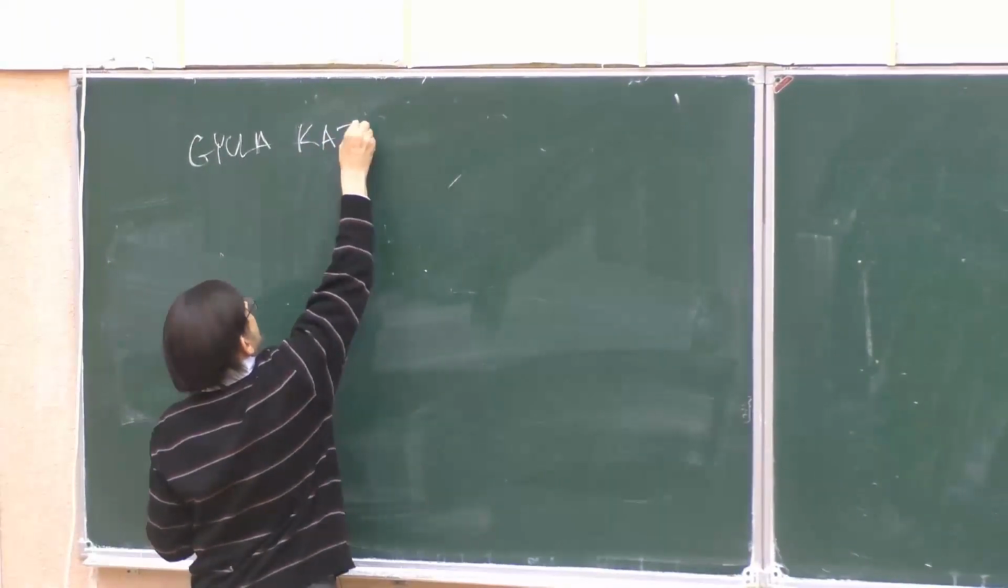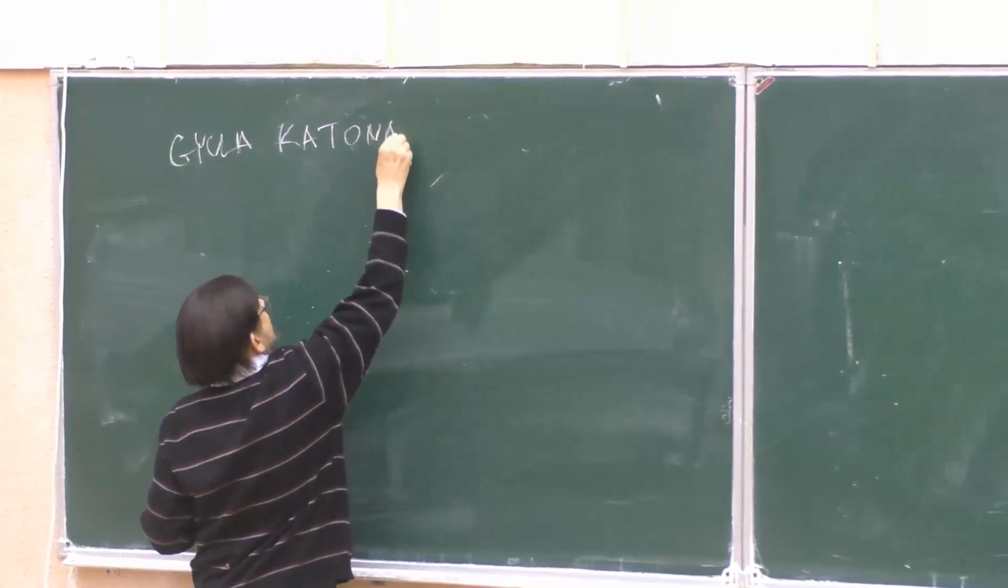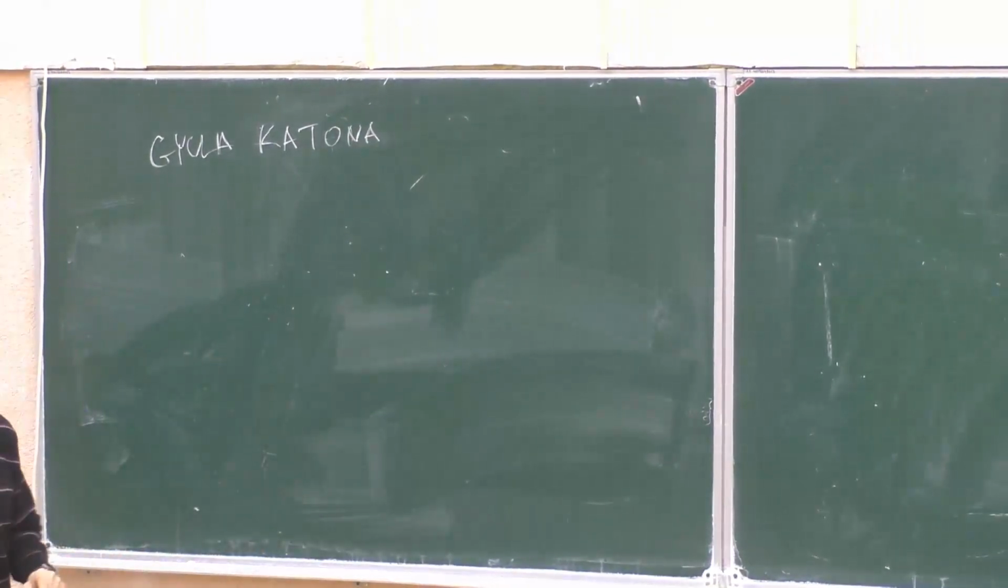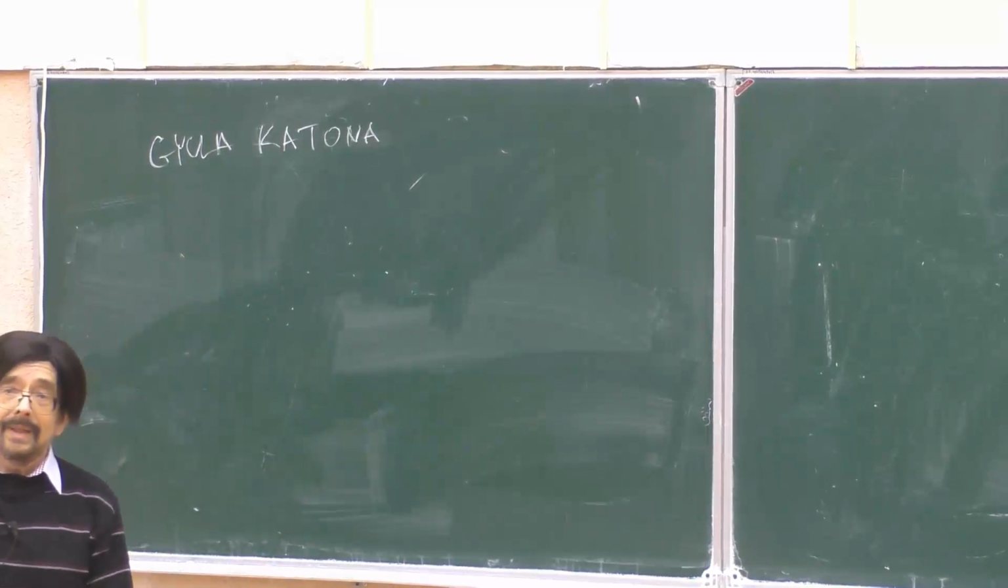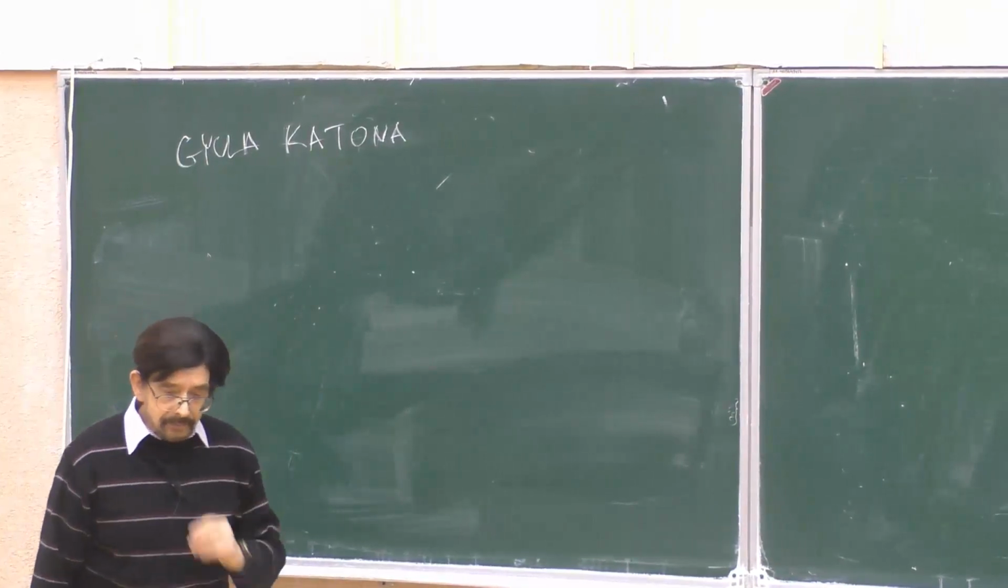So, okay, my name is Gyula Katona. In Hungarian, the accent is always on the first syllable. So it's Katona, but I introduce myself in America as Katona, because they don't understand here. This way, I am from Hungary.